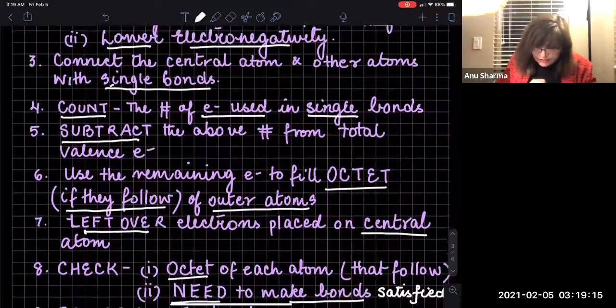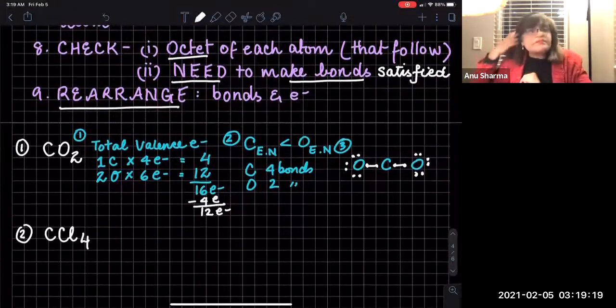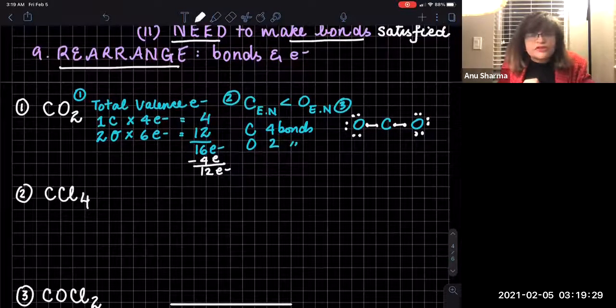So nothing is left over here, so we can't put anything on the central atom. But we're going to check for the octet of each atom. Is it met or not? And the need to make the bonds, is it satisfied or not? So check for the octet. Octet of oxygen is met.